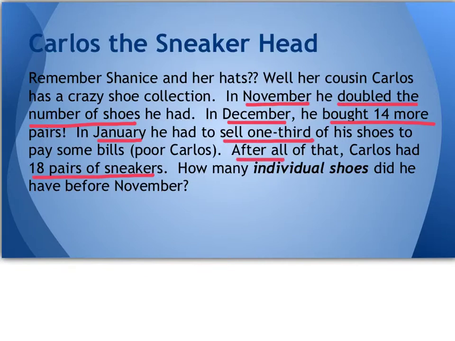So after all that, I want to know how many individual shoes he has. So now let's write the equation based on what we underlined. So November, he doubled the shoes, so that'd be 2 times the number of shoes. In December, he bought 14 more, so I'm going to add 14. And then in January, I'm going to sell 1/3 of those. Well, I can multiply by 1/3 or just divide by 3. And after all that, we're left with 18.